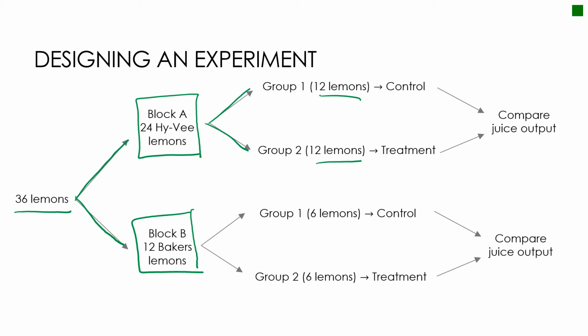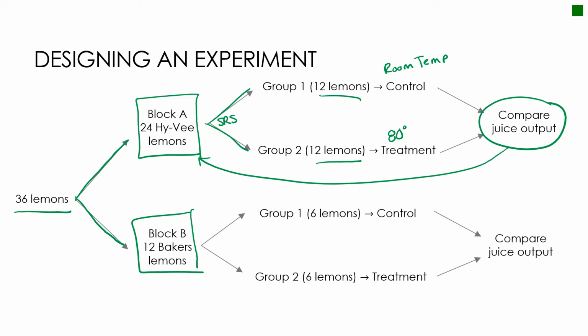This would be an SRS. I should have included that as well. A lot of times you're going to see SRS written here. So I'm randomly selecting lemons for each group. I put 12 in the control group, which is my room temp group. And then I put 12 in the treatment group, which is the 80-degree group. And then notice I'm comparing the juice output of just the Hy-Vee lemons.